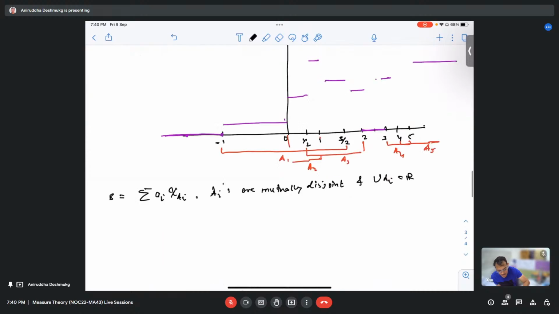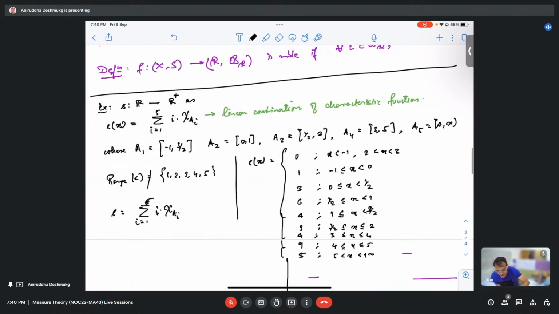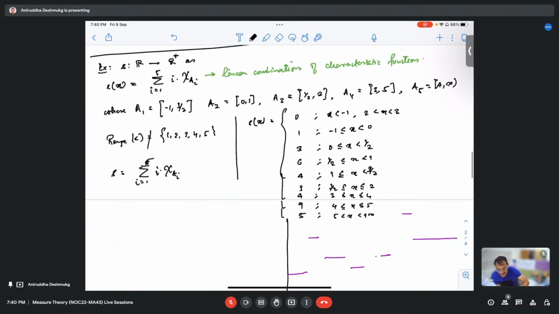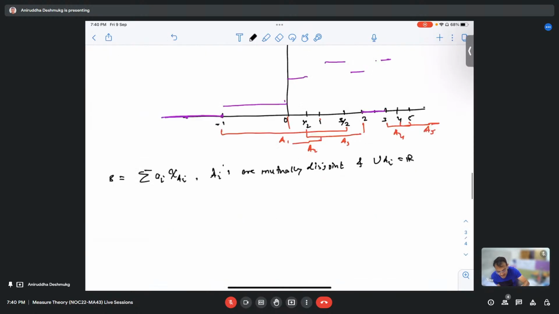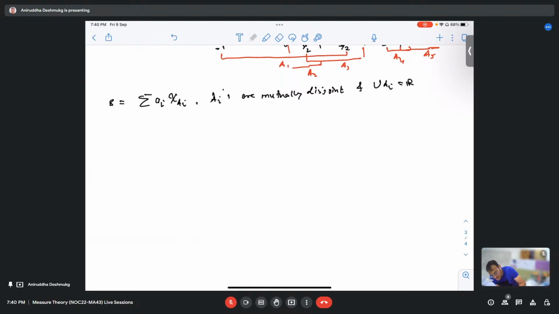Yes, sir. So, okay, this was just for giving an intuition that a linear combination of characteristic functions can be broken down as a simple function. But how to prove that any linear combination can be done so? So let us try to do that now.